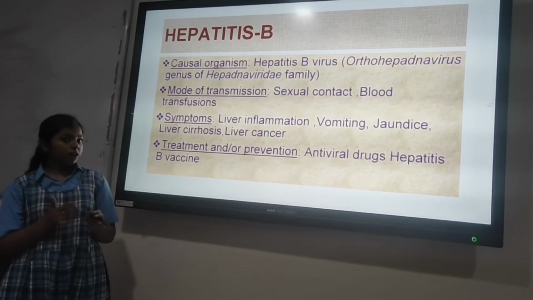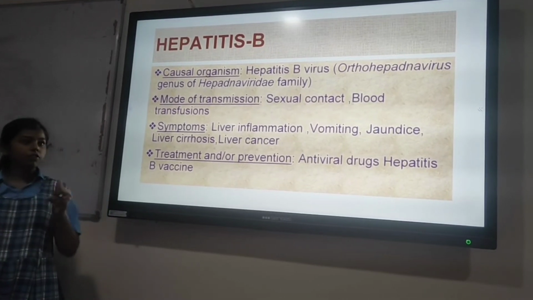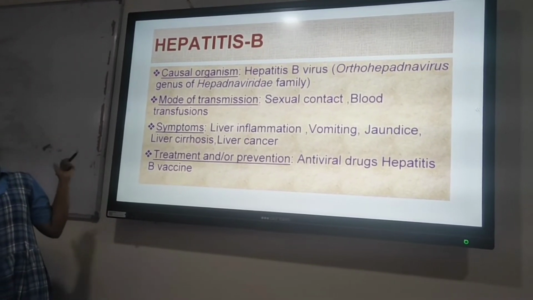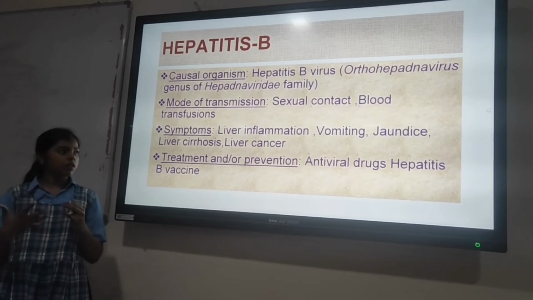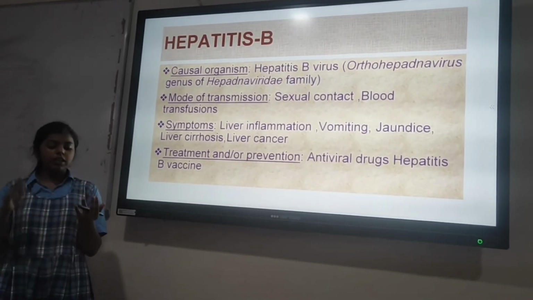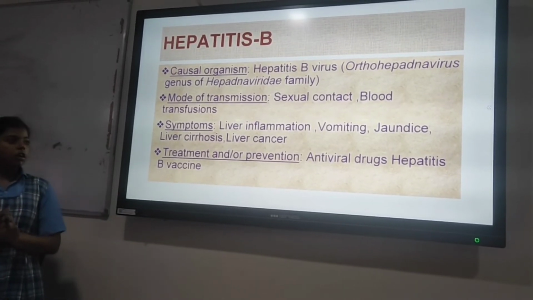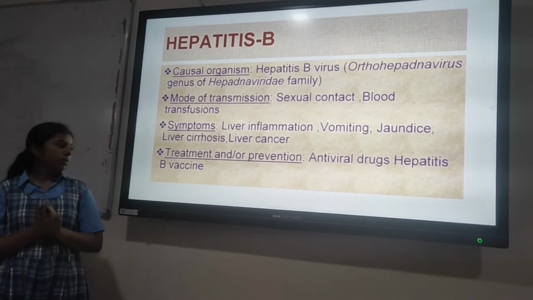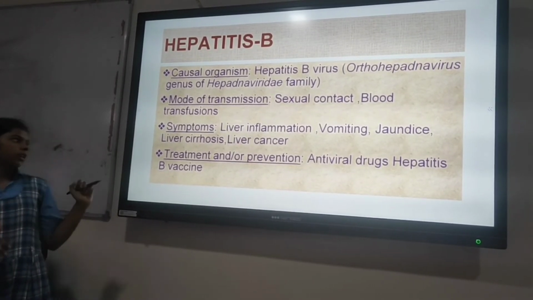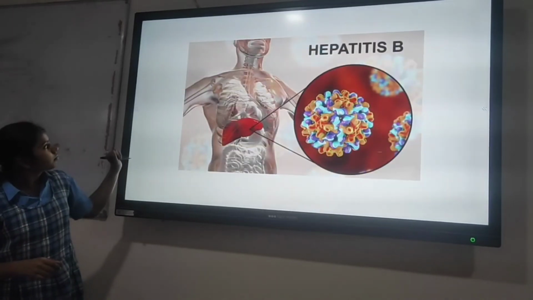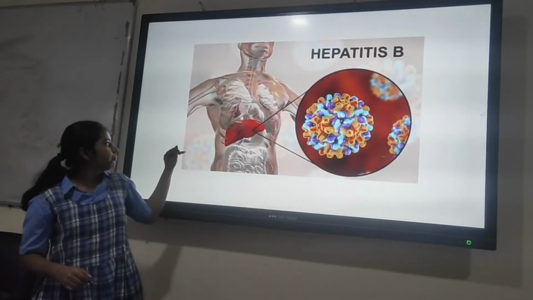So, hepatitis B is one of the diseases which might occur when you get in contact with HIV, which we've discussed earlier when we were talking about AIDS. The symptoms of this disease include vomiting and jaundice, etc. But in the later stages, you can also see liver inflammation, liver cirrhosis, and liver cancer. This can be treated by using antiviral drugs, and a hepatitis B vaccine is also present for preventing it. Next. This is the picture of the hepatitis B virus, which affects your liver.